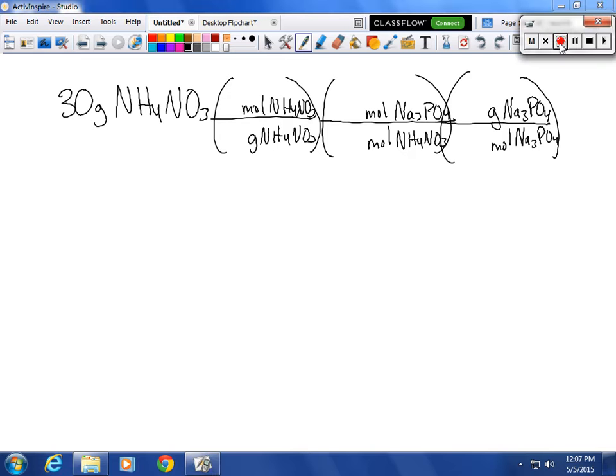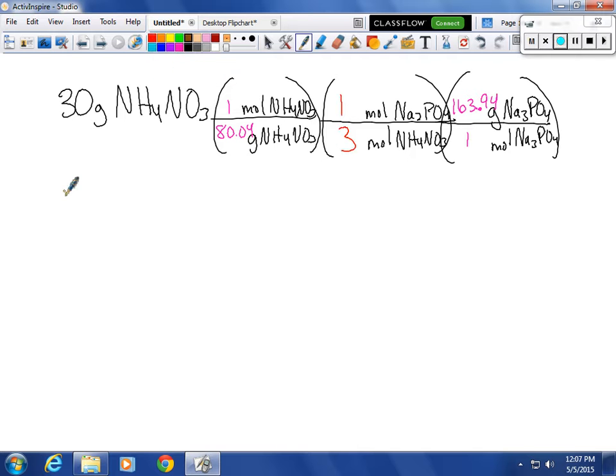Okay, now the good news is, like I said, I gave you the mass for these. So I've got 80.04 in 1 mole. And over here I've got 1 mole in 163.94 grams. Now, what is your mole to mole in this one? 1 over 3 or 3 over 1? 1 over 3. Okay.